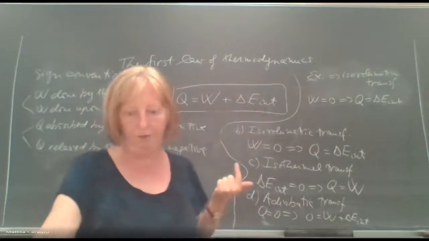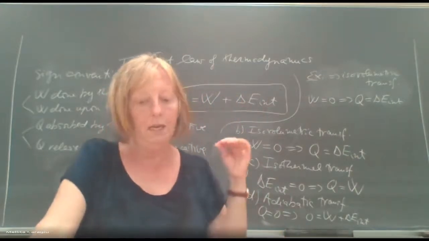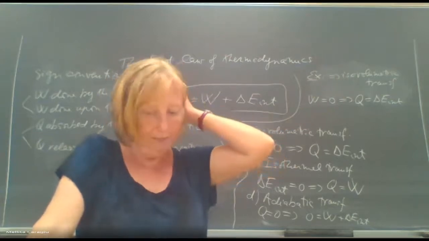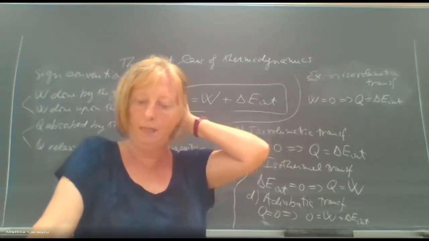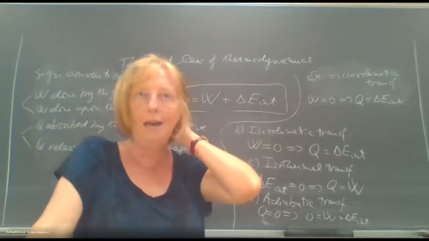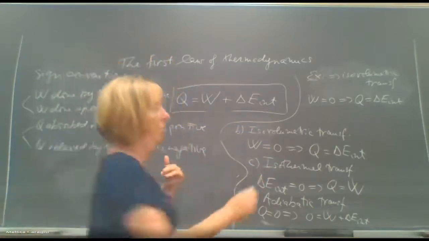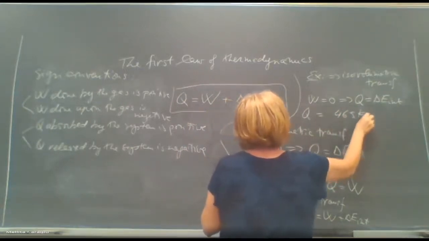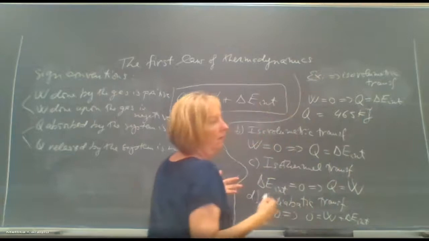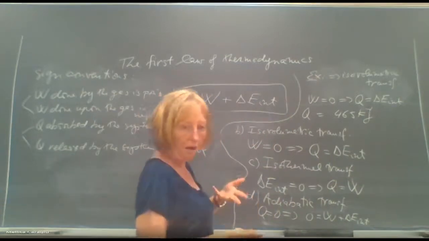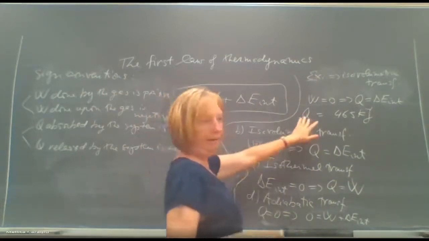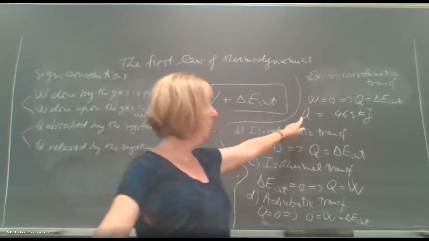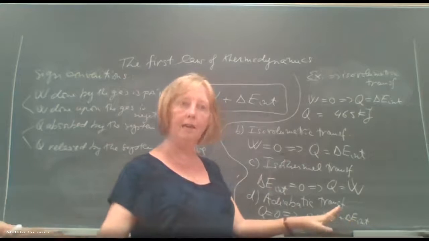And now you reread the problem, and it says, in this isovolumetric process, 465 kilojoules of heat leave the gas. And now you're saying, Q is 465 kilojoules, right? Which is 465,000 joules. But if you pay attention to the formulation, this amount of heat left the gas.